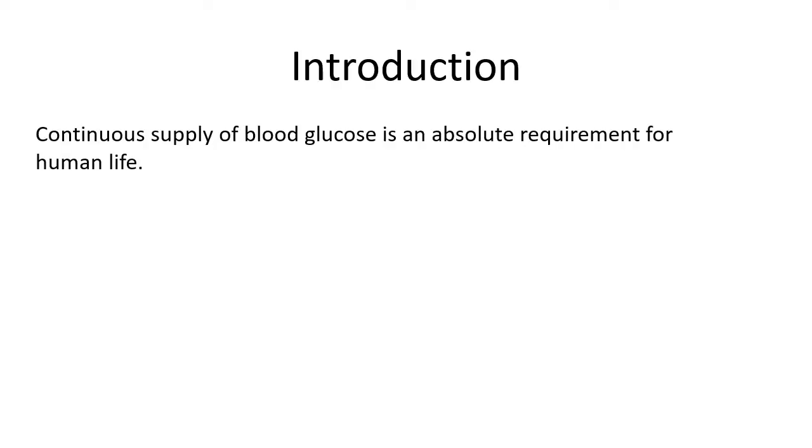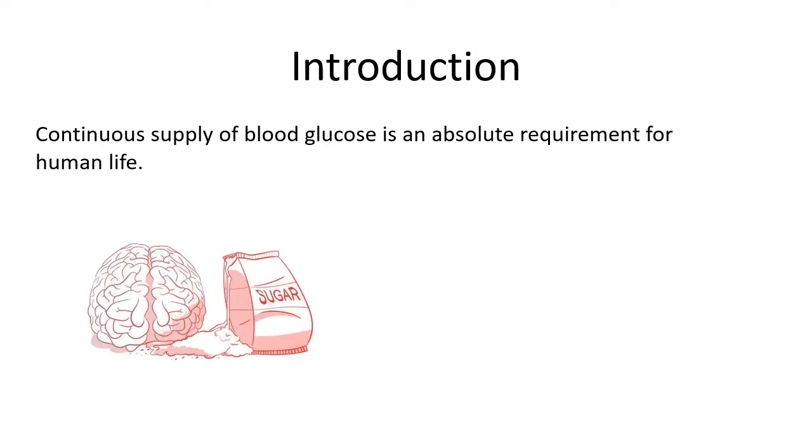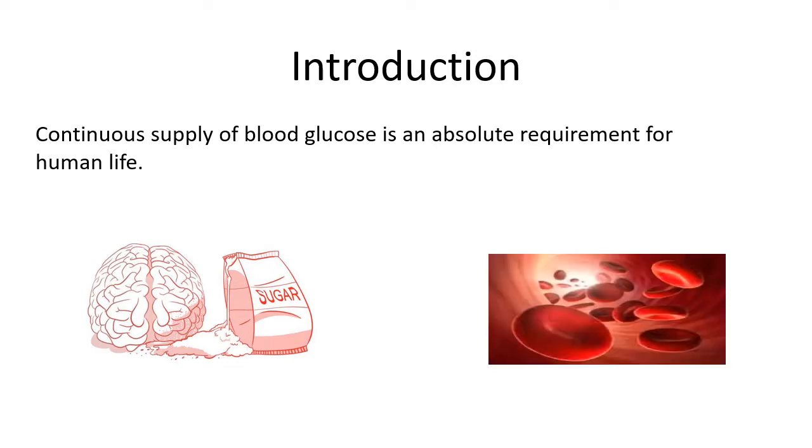A continuous supply of blood glucose is an absolute requirement for human life, as glucose is the sole fuel for the human brain. Glucose is also required as an energy source for cells with few or no mitochondria, such as mature erythrocytes. It is also an energy source for exercising muscle during anaerobic glycolysis.